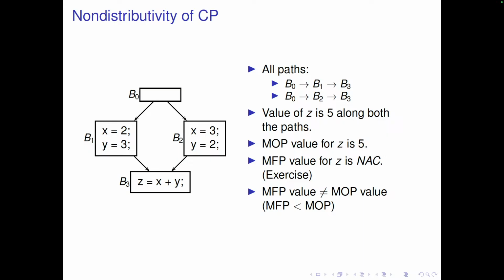Those values are called meet over path. First you do all the paths and then take a meet or combine the information. This is maximum fixed point, where you do iterative analysis and get a standard result. In this case, of course, not a constant is an approximate value, so it is a lesser value than the MOP value. Here less does not mean small or big, it just means it gives you fewer opportunities for optimization.